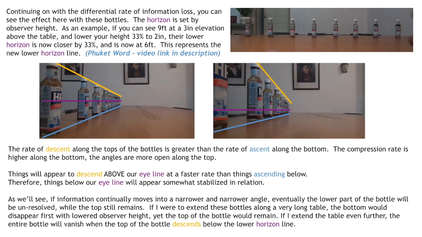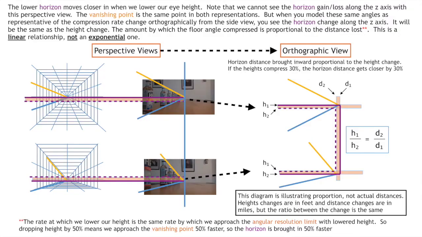If I extend the table even further, the entire bottle will vanish when the top of the bottle descends below the lower horizon line. Again, if it's not apparent now, it will be as we move on. So the lower horizon moves closer in when we lower our eye height. Note that we cannot see the horizon gain or loss along the z-axis with this perspective view. The vanishing point is the same point in both representations.